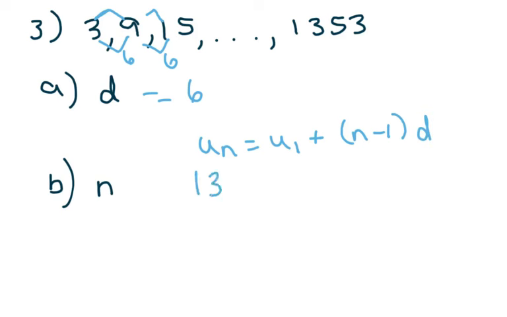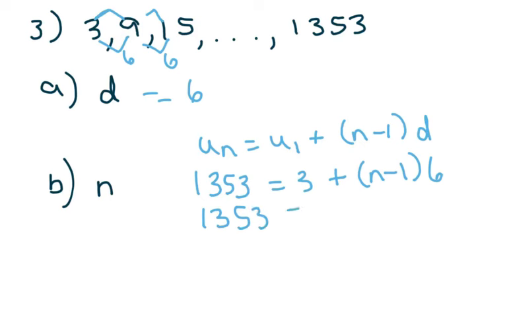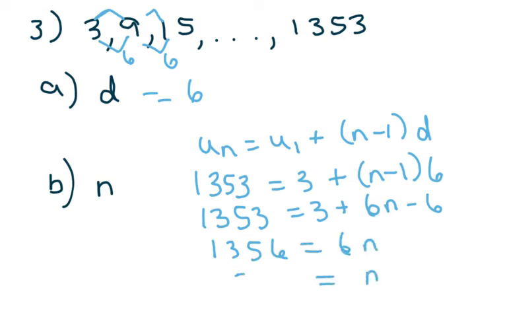We have 1353 equals 3 plus n minus 1 times d. And you just solve for n. So I'm going to add 3, you get 1356 equals 6n, and n equals 226.